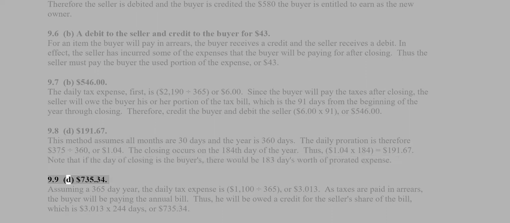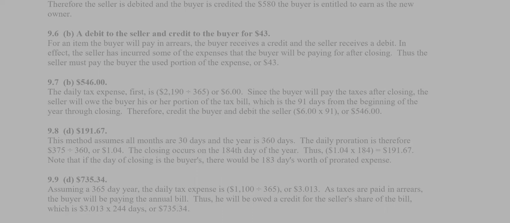9.9. D. $735.34. Assuming a 365-day year, the daily tax expense is $1,100 divided by 365, or $3.013. As taxes are paid in arrears, the buyer will be paying the annual bill. Thus, he will be owed a credit for the seller's share of the bill, which is $3.013 x 244 days, or $735.34.